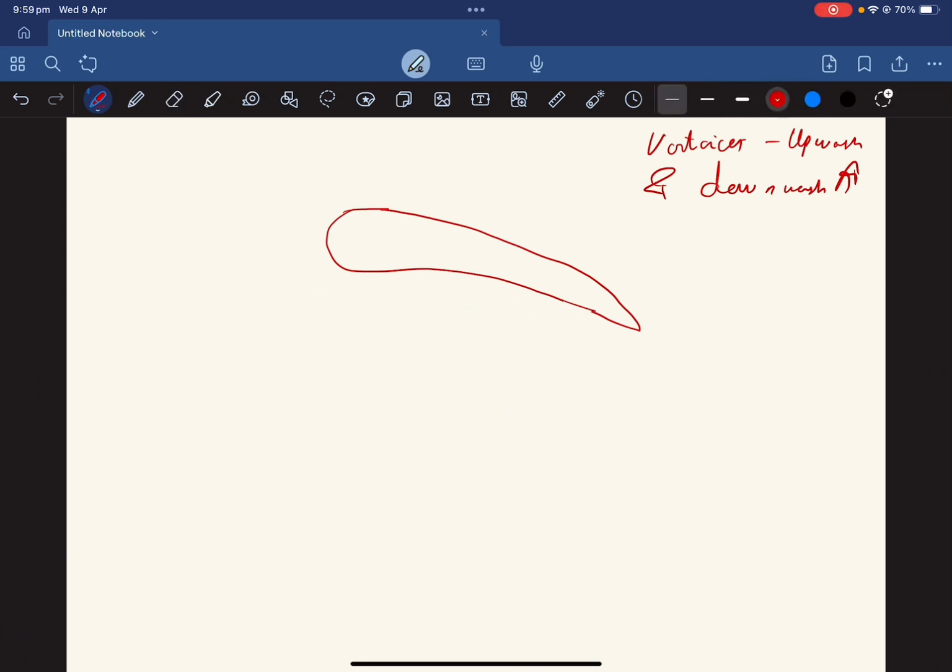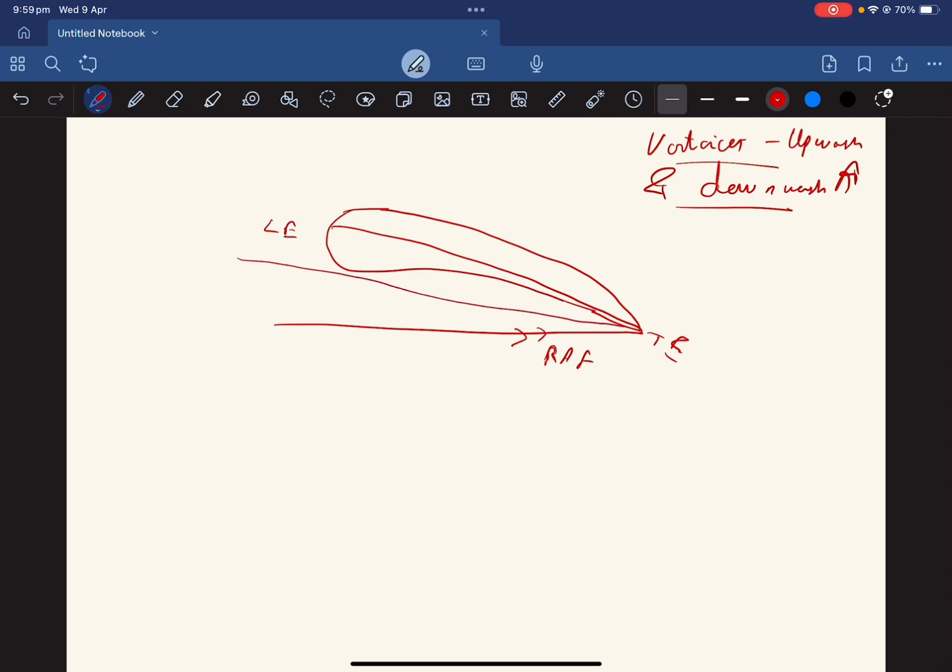Wait, so this is my chord line, okay? Leading edge, trailing edge, and this is my relative airflow, opposite to the flight path. So what happens when this is increasing? It changes the characteristics of the relative airflow, and it changes into effective airflow. So let's say the relative airflow got changed into effective airflow.